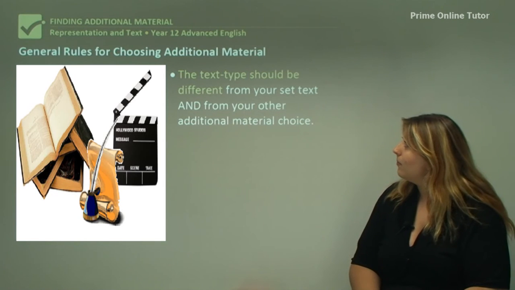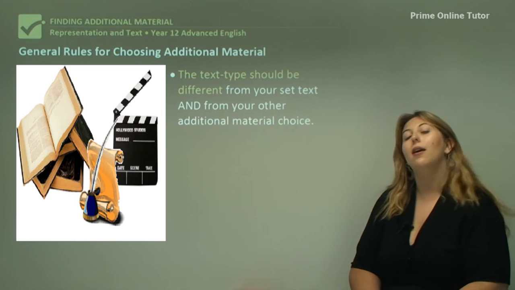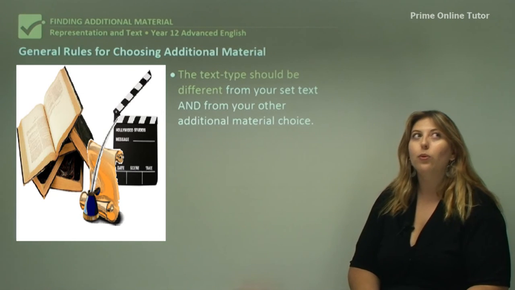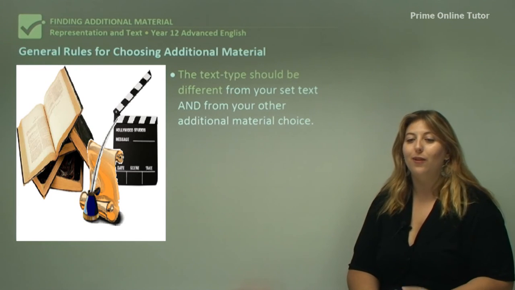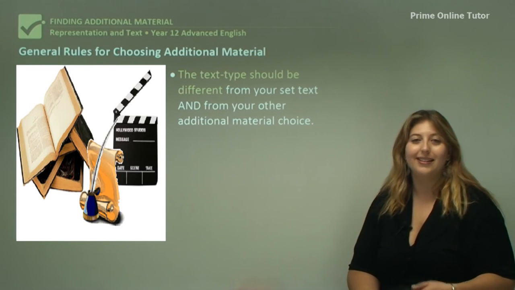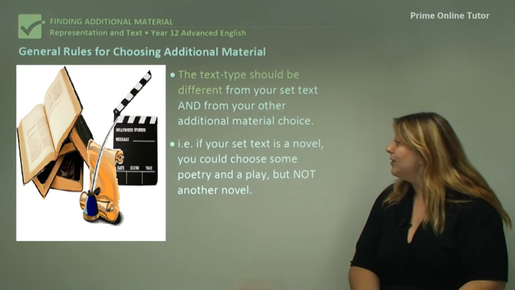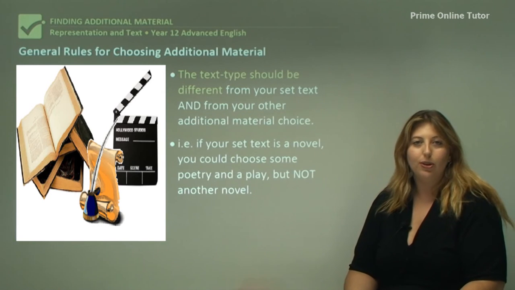So the first thing to think about is that the text type should be different from your set text and from your other additional material choice. This always holds true, but it's particularly important in a subject like representation and text, where medium gets a lot of importance and emphasis in the texts. If your set text is a novel, you could choose some poetry or a play, but not another novel, so you get the idea.